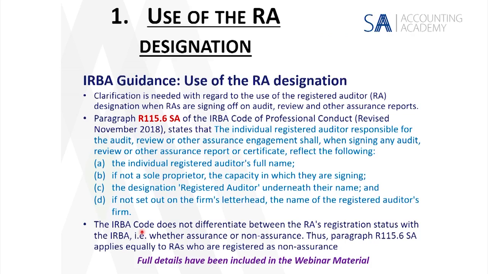So it's very important that you as an RA make sure that IRBA's got your correct status on record. So you are therefore now asked in your individual annual return whether you perform assurance work. If you said no, your status is going to reflect as non-assurance work. So if it's now subsequently established that you are in fact performing assurance work, then you might be subject to a disciplinary investigation by IRBA.